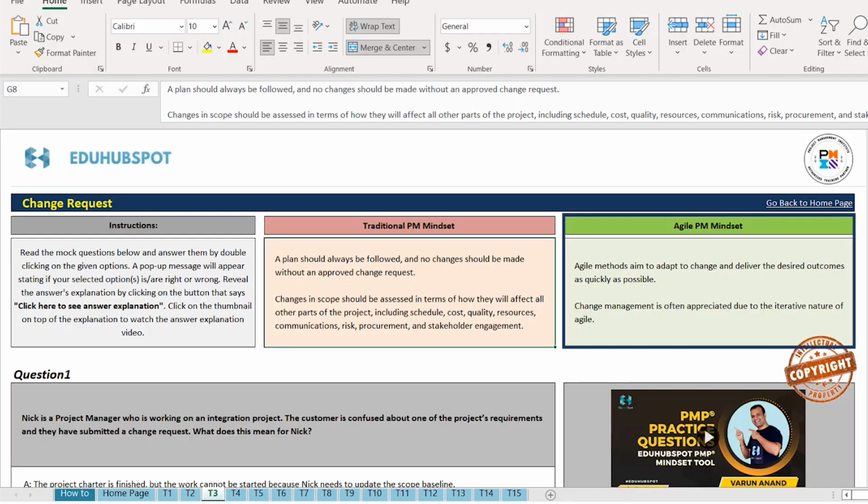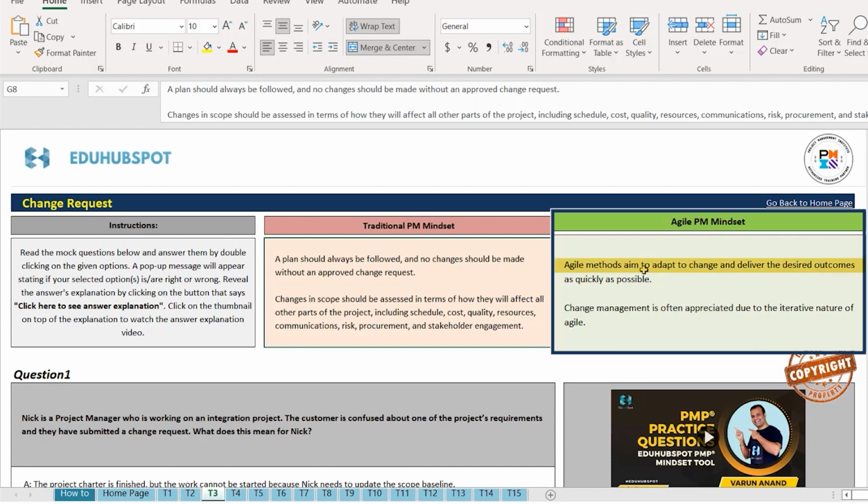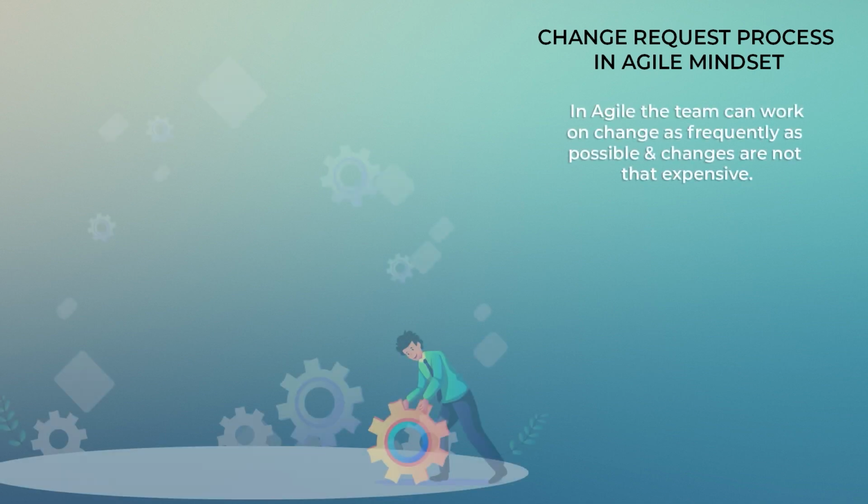On the agile side, it's totally different. Agile embraces change. Let's read it: Agile methods aim to adapt to change and deliver the desired outcomes as quickly as possible. Change management is often appreciated due to the iterative nature of Agile. Exactly. In Agile, changes are very common. In fact, this entire methodology was developed to make sure that the team can work on changes as frequently as possible. In traditional projects, change was very expensive. In Agile, it's not that expensive.